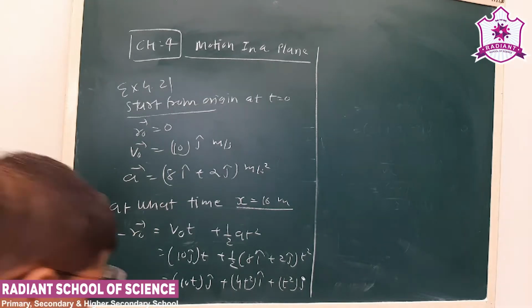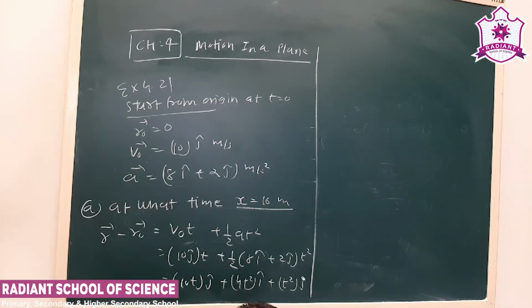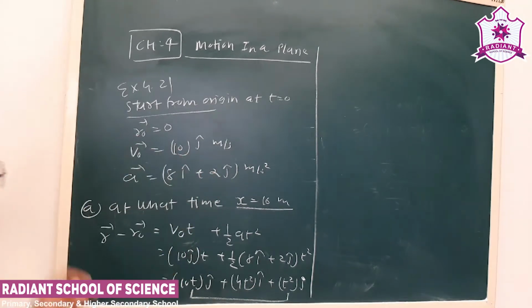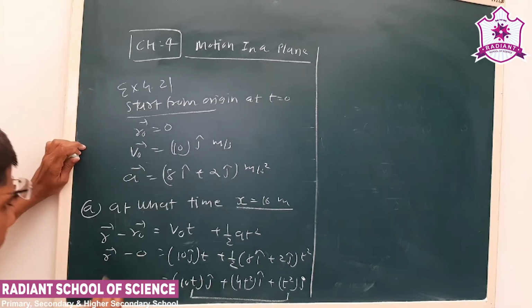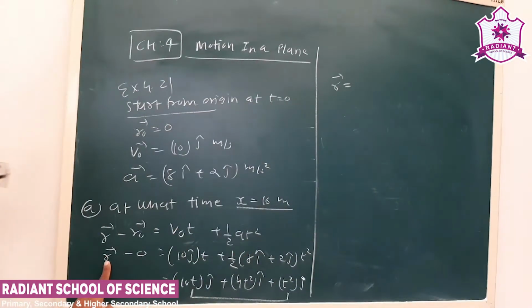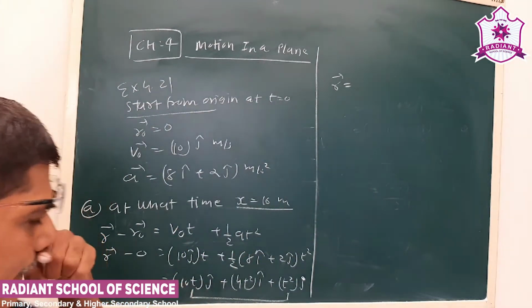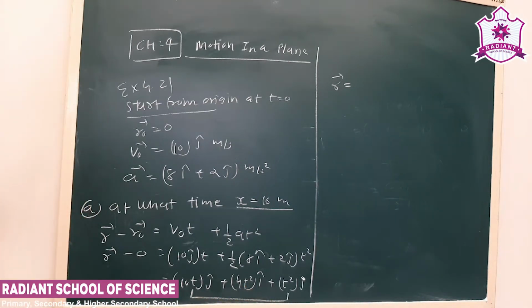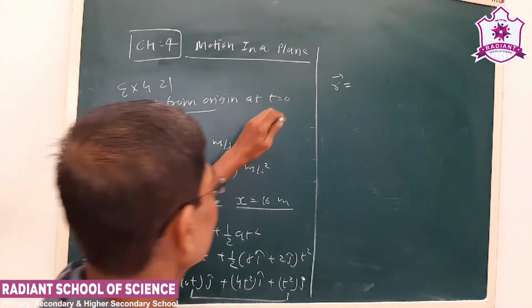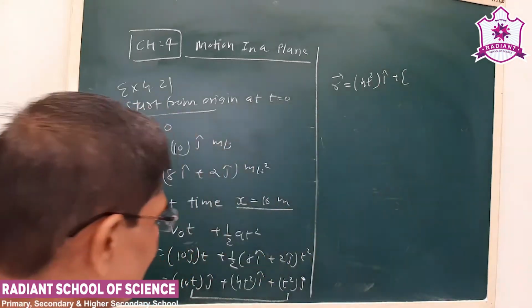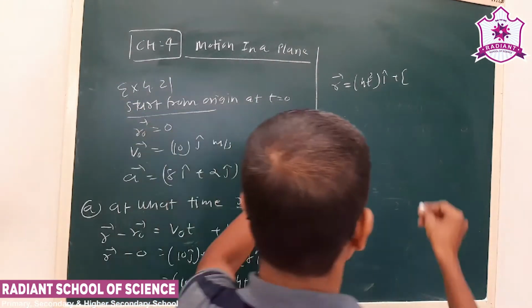Now what we can see here is that there are two terms with j caret and only one term with i caret. And r0 is 0, which is given to us, so it will become r. We write the first term with i caret because we have to arrange in the form r is equal to x i caret plus y j caret, that is 4t square i caret. Now the term with j caret is 10t plus t square.